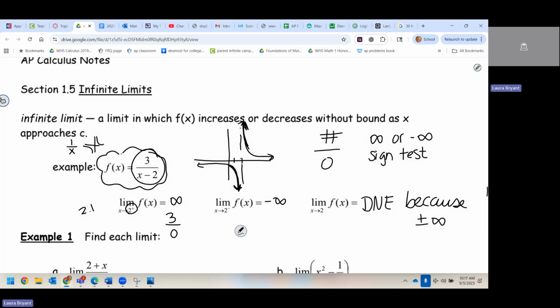So if I plug in 2.1, I get positive on top. And if I plug in 2.1, I get positive on the bottom. And that sign test then tells me positive divided by positive is still positive. So that's why I had positive infinity as my answer.